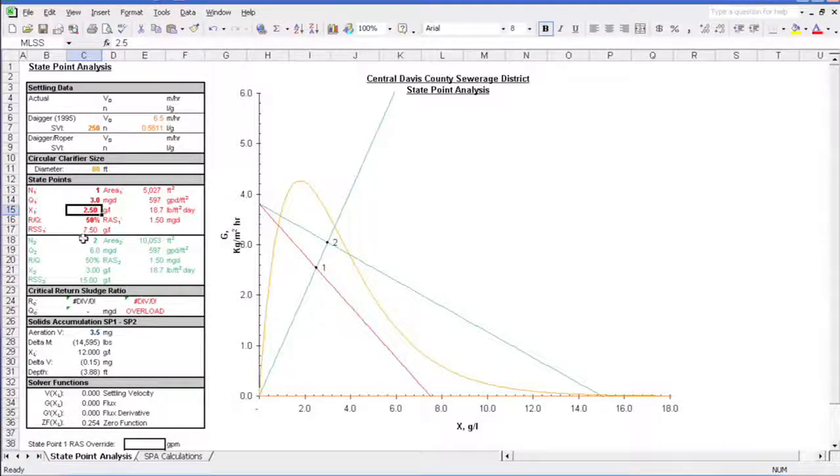Let's clear the second state point values now so we can focus on our single state point. And as you've probably noticed, this model adjusts the graph automatically and immediately, allowing us to quickly evaluate how things are going.